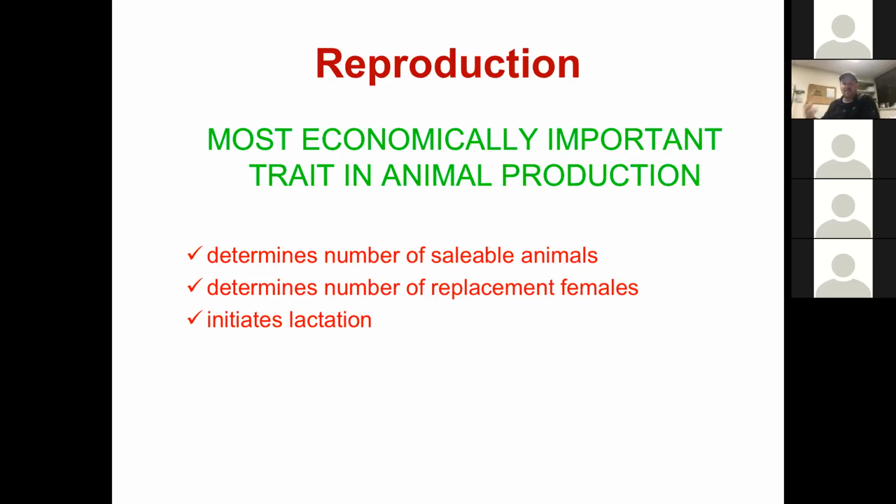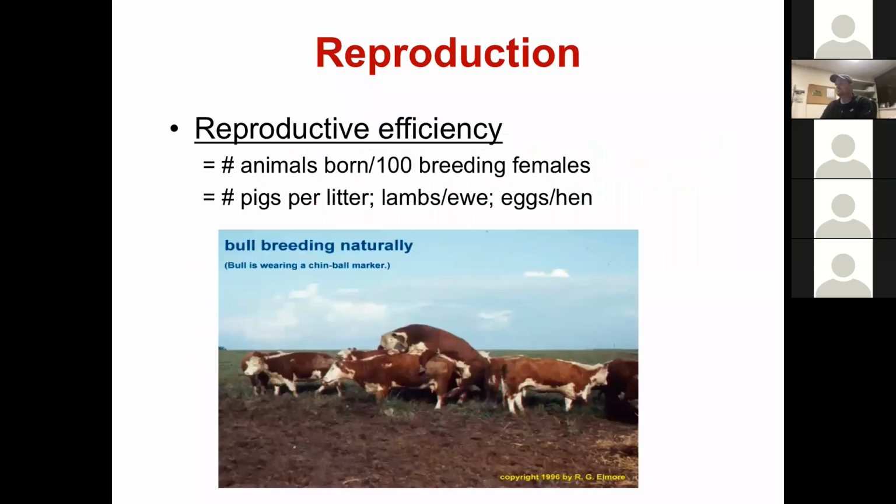And reproduction obviously initiates lactation, which is going to feed that newborn calf or newborn animal. And then reproduction determines the number of eggs. So first of all, we have to be able to measure reproduction, right? A simple measure of reproductive efficiency is the number of animals born divided by the number of breeding animals. If we take 100, I always use 100 in all my scenarios because it's easy math, and we have 85 calves born out of 100 cows, we had an 85% reproductive efficiency.